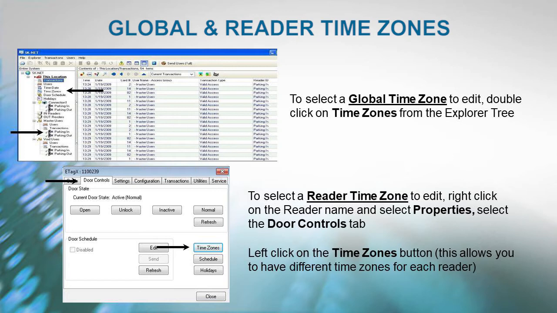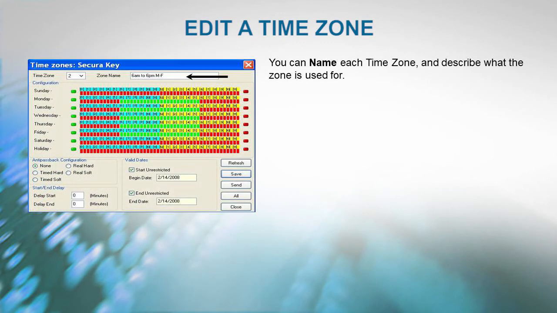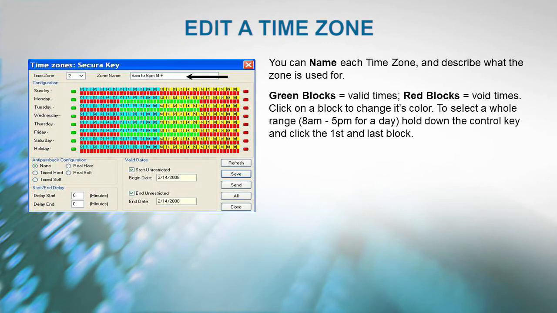Left-click on the Time Zones button. This allows you to have different time zones for each reader. The green blocks are valid times and the red blocks are void times. To change the color of the block, just click on it.